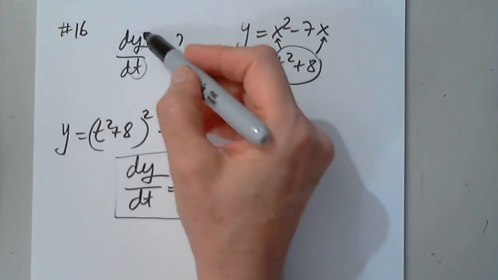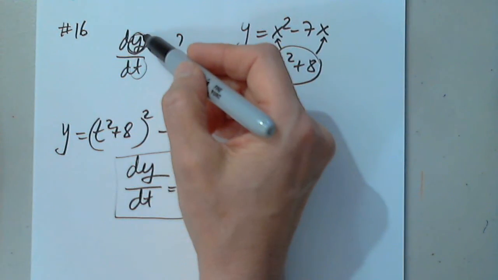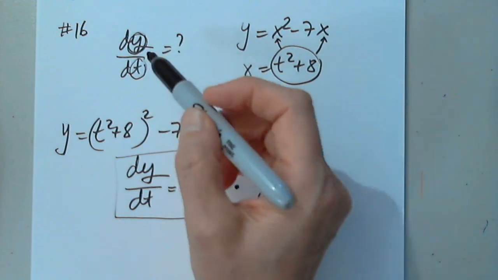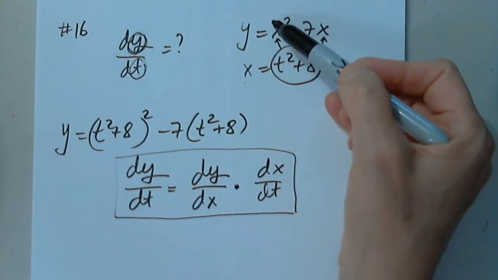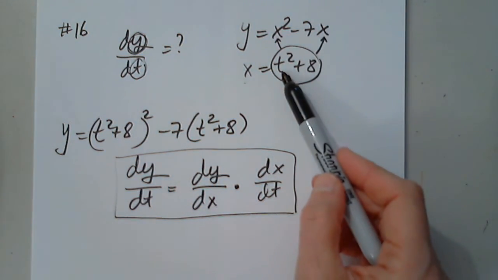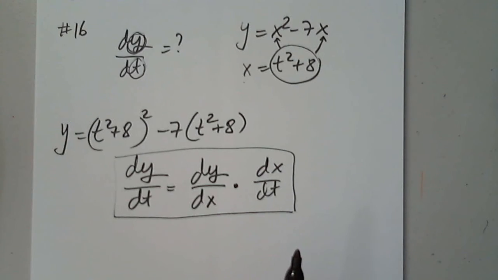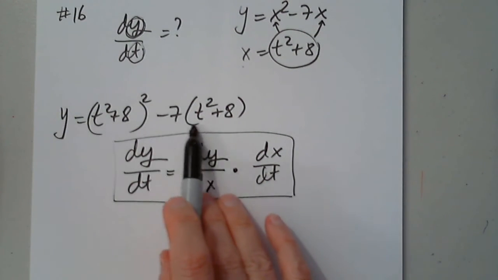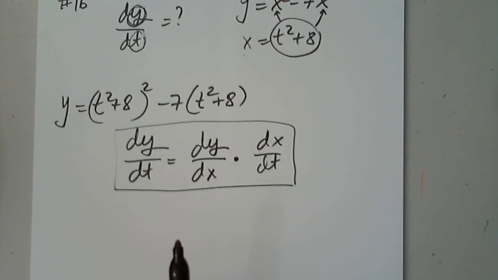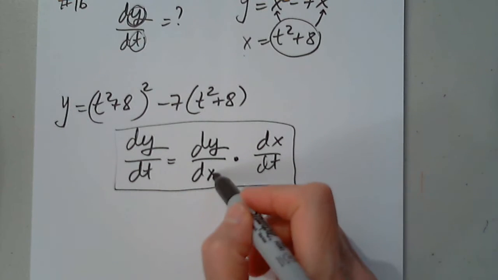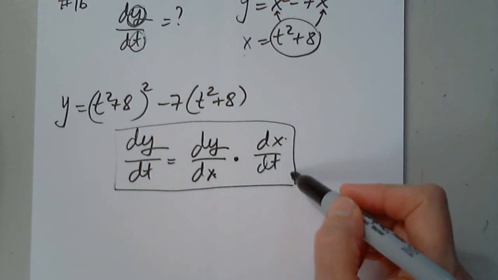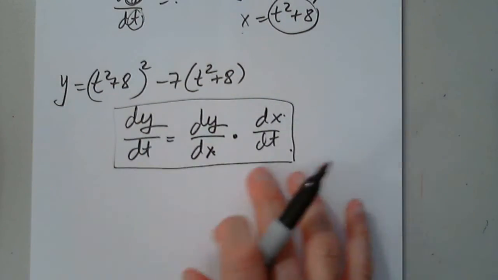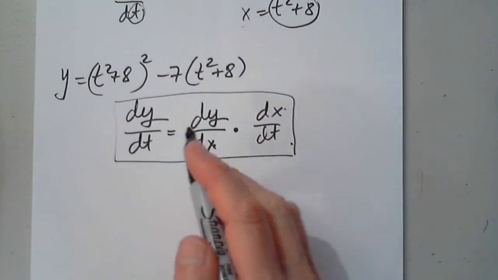So if I want to differentiate y with respect to t, but y is not a function of t, I can make it be a function of t because x is a function of t, then I have two steps. Or you just replace and differentiate. So dy with respect to x and times dx with respect to t. What is this? Exactly what we just discussed.